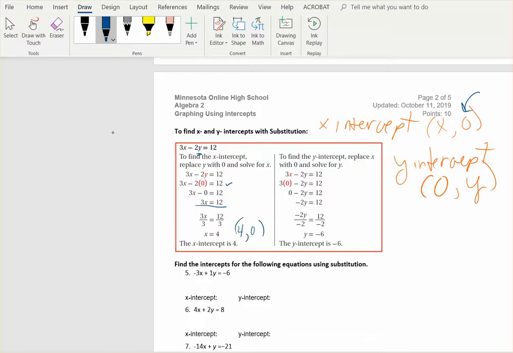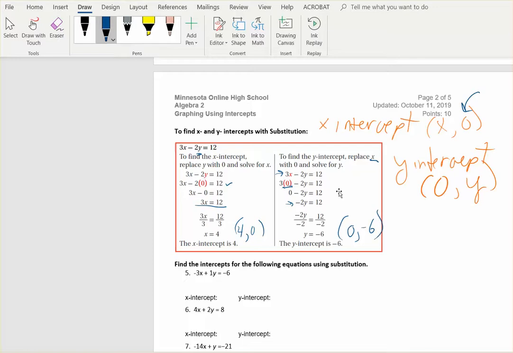That's totally whichever way you prefer. Then to find the y-intercept, we're going to replace x with 0 and solve for y. So we rewrite the equation again. We replace the x with 0, and 3 times 0, of course, is 0, so we're left with -2y equals 12. Then you divide both sides by -2 to solve for y, and we get y equals -6. You can leave it just by writing that the y-intercept is -6, or you can write it as a coordinate point, which would be (0, -6).